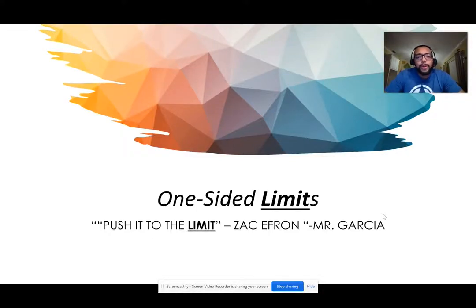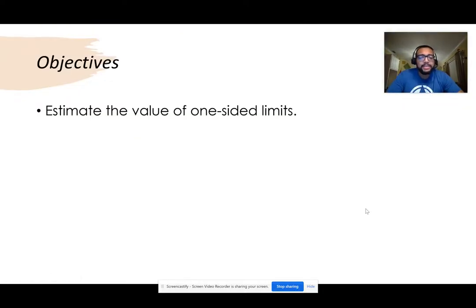Hope you're doing well. Today we're covering a new topic, still covering limits. Now we're only talking about one-sided limits. You'll understand what that means in a bit. Hopefully, by the end of this lesson, you'll be able to estimate the value of one-sided limits.